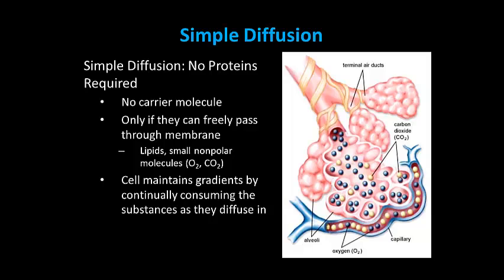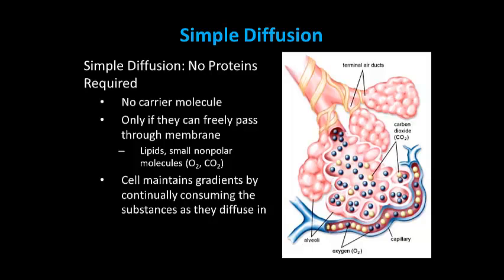Likewise, the carbon dioxide, which is in higher concentration in the capillary, moves back through to a lower concentration into your lungs, and you can breathe out the carbon dioxide, which would otherwise be toxic. And these are examples of substances moving down their concentration gradients.